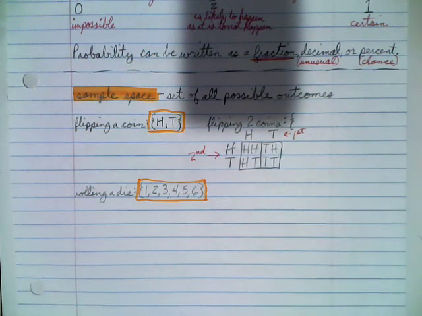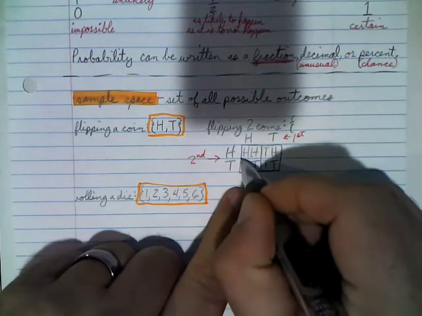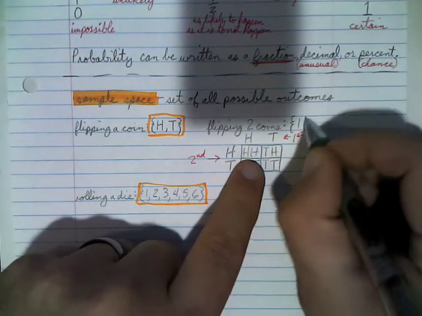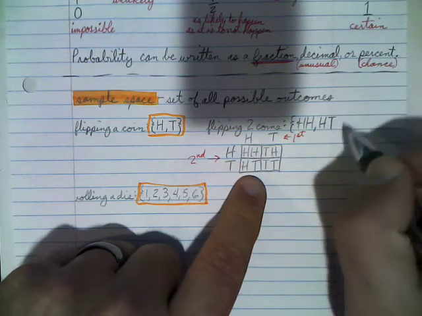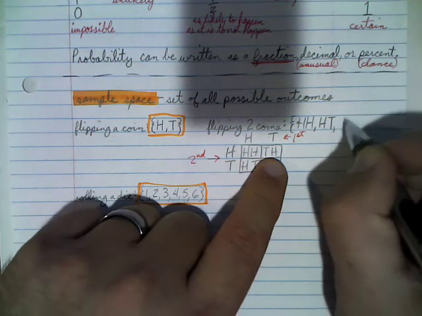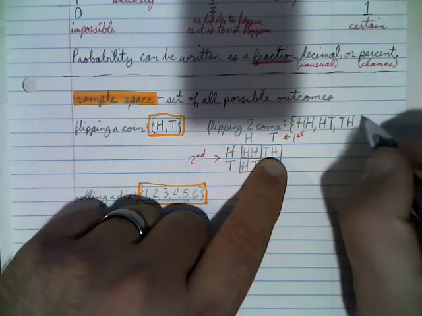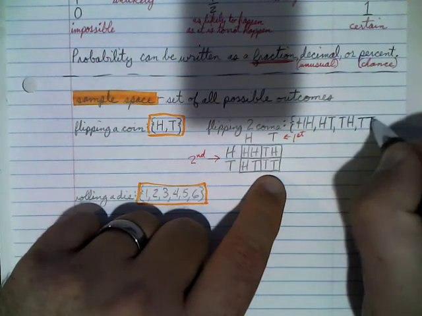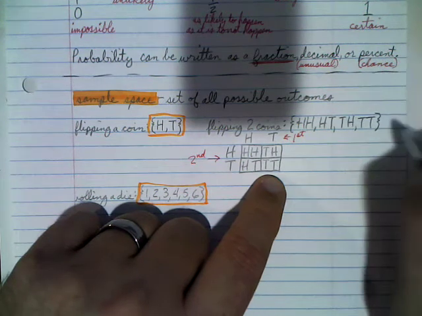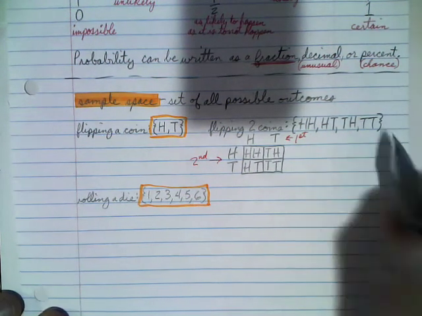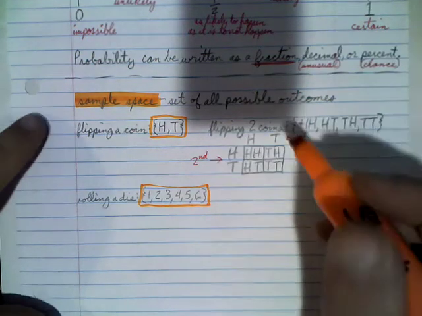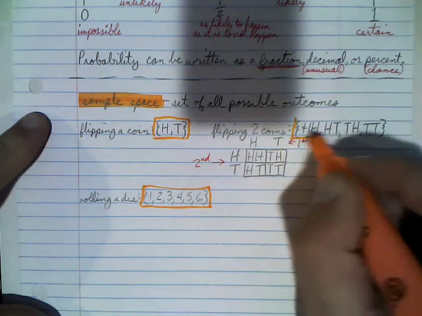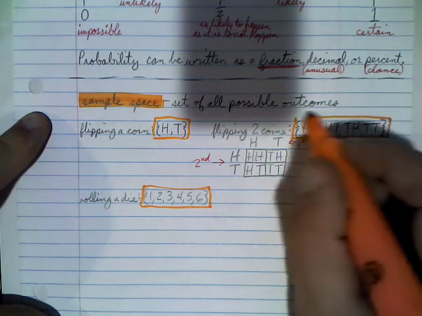And there are all my possibilities for flipping 2 coins. So I could get double heads. I could get a heads in the first coin, tail on the second coin. I get tails in the first coin, heads in the second coin, or I could get double tails. So we see that there are 4 elements, 4 things inside this sample space for flipping 2 coins. And the chart helped me to find that.